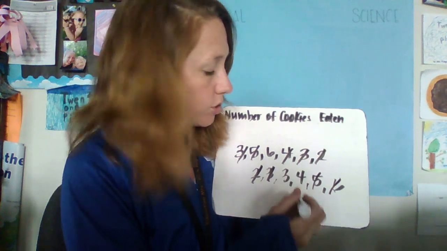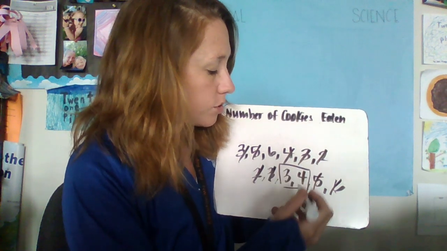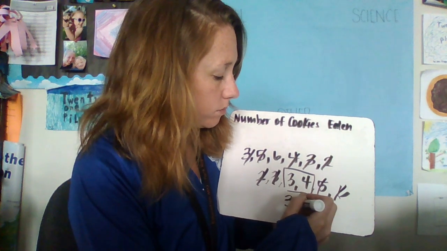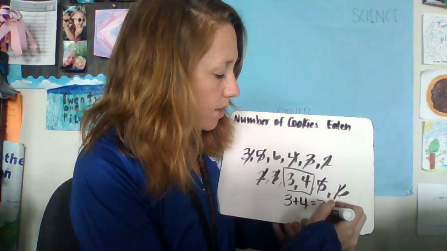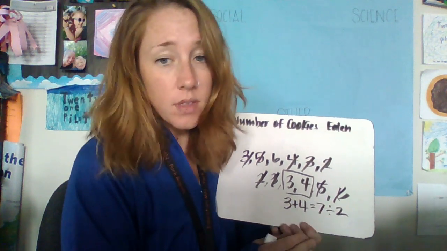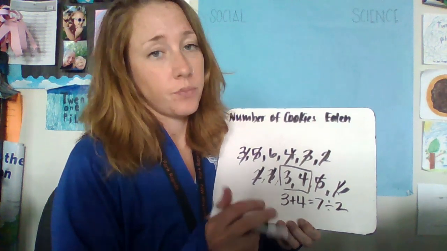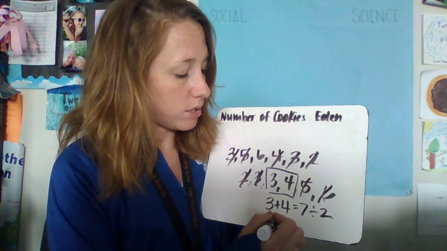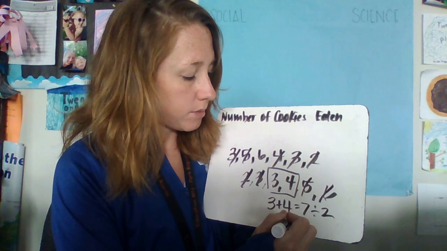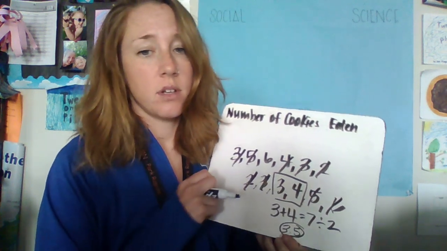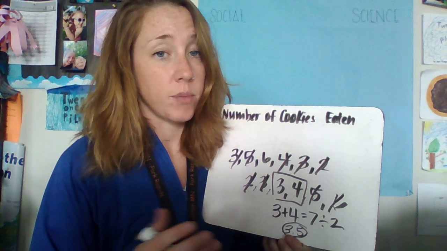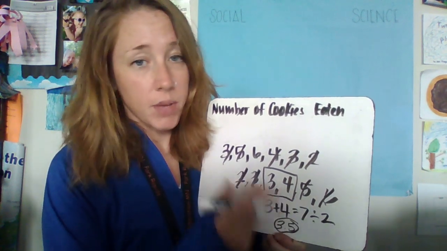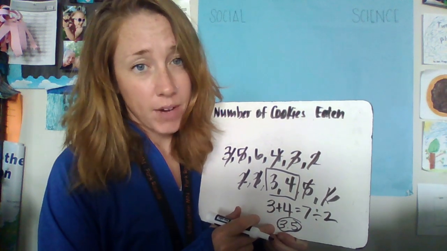So this is what I do when there's 2 in the middle. I take those 2, I add them together, and then I divide by 2. Okay, so if you have an even number, you find the 2 in the middle, you add them together, and you divide by 2. So I have 7 divided by 2, which is 3.5. 3.5 plus 3.5 will be 7. 3 plus 3 is 6. So the average person, the median person here, ate 3.5 cookies.